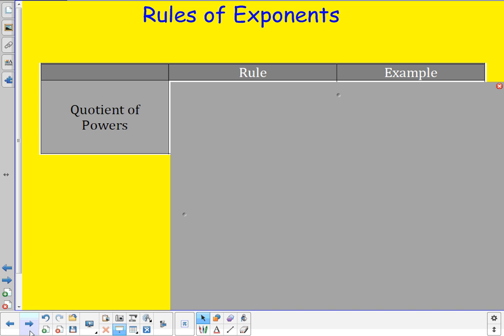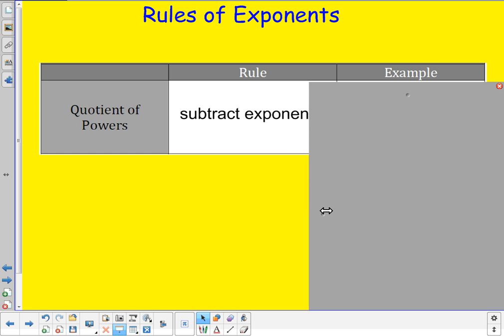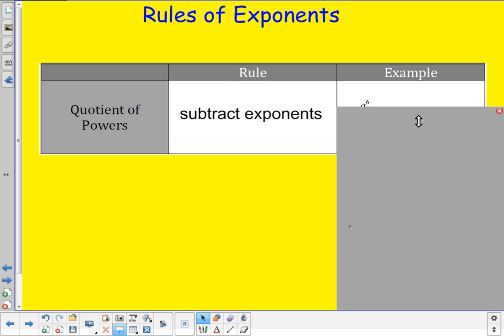Up at the top of your notes page for today, we're going to talk about the next rule, which is the quotient of powers. Quotient, of course, we know means division. So when I'm dividing powers, the rule tells me that I'm going to need to subtract the exponents. Let's just take a look at an example here.